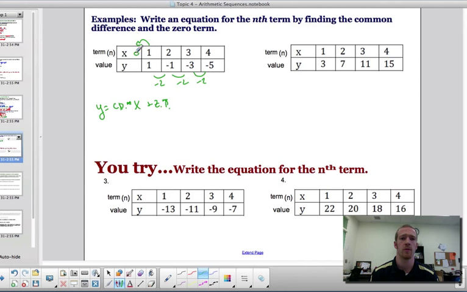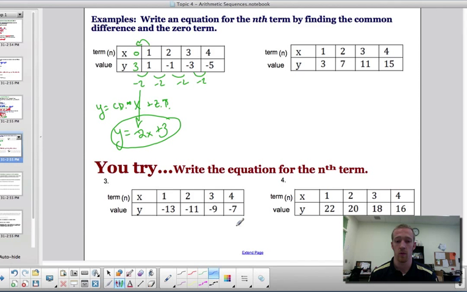So the 0 term, if we continue the pattern backwards, this would have to be a 3, because 3 minus 2 would give us the 1. So that tells us it's y equals the common difference, -2 times x plus 3.